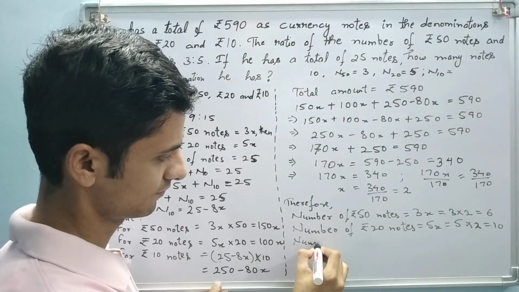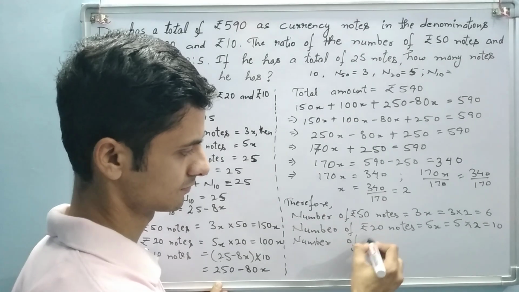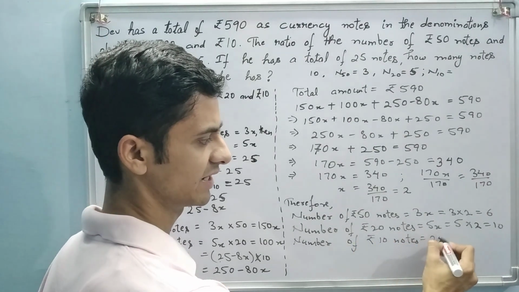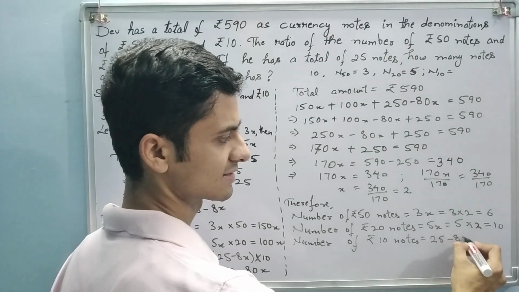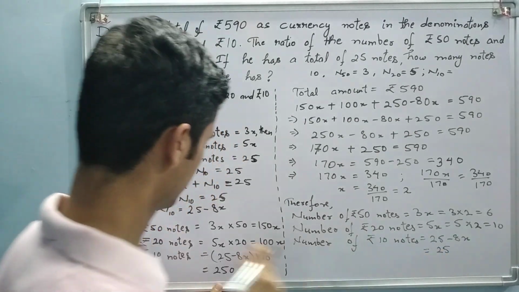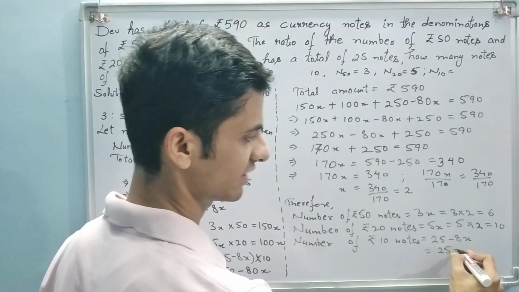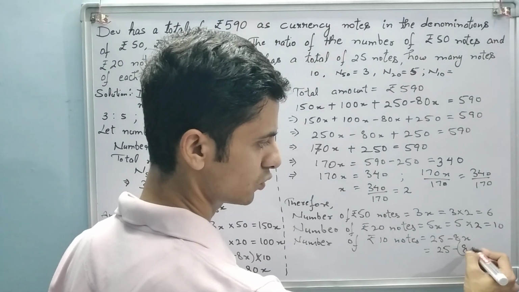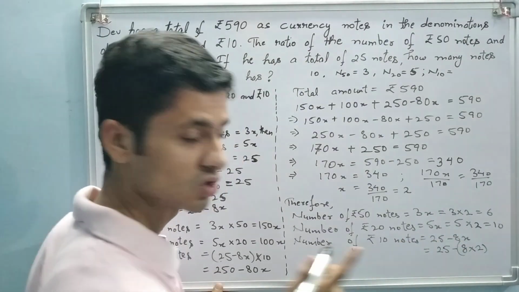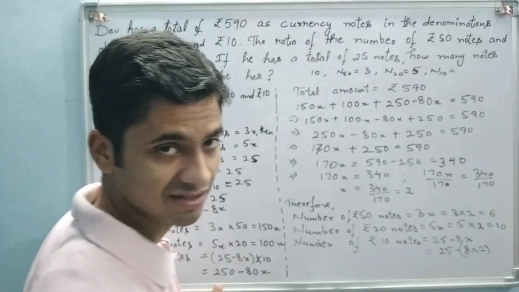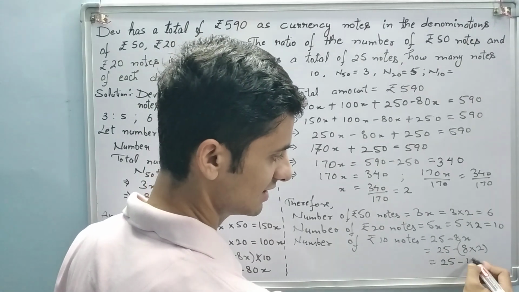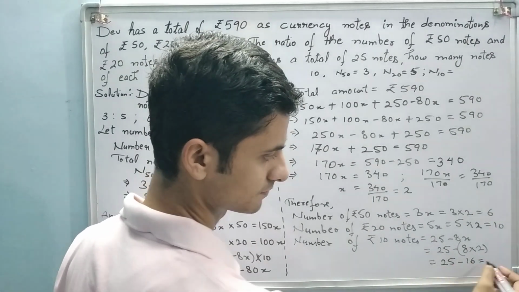Number of 10 rupee notes is 25 minus 8x. x is 2. This was the number of notes, 25 minus 8x. 25 minus 8 into 2: 8x is to be solved first. 8x is one thing, it should be given preference. So 25 minus 16 gives you 9.